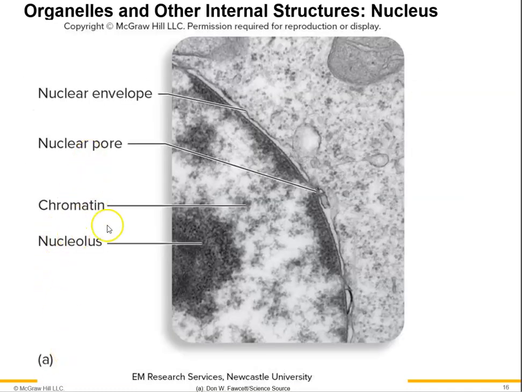All right, so here's an electron micrograph showing the nuclear envelope, and you can kind of see there's two layers to this envelope. Here is a nuclear pore, and this is where things like the RNA would come out, mRNA to be translated. You have this dark staining kind of fuzzy stuff here. This is chromatin. This is the genetic material inside the nucleus. And then here's this large dark area, the nucleolus, the site of ribosome assembly.